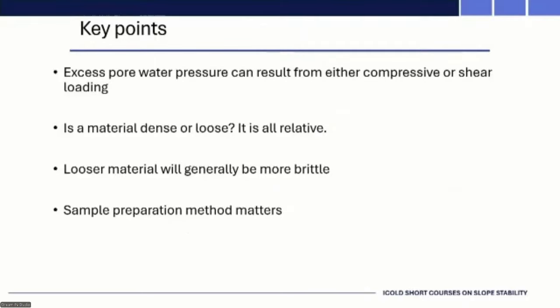So I guess a couple of key points to come out of this: mechanisms 2 and 3 both generate excess pore pressures. In fact, mechanism 1 does as well. These mechanisms can be through compressive loading or shear or a combination of both. Is the material dense? Is it loose? It's relative to the critical state line. Looser materials are generally more brittle, and the looser it is, the more brittle, very likely. And sample preparation method matters, particularly if you're trying to capture behavior above the critical state line, at high state parameters. So, I don't know how we're doing for time, Andrew.